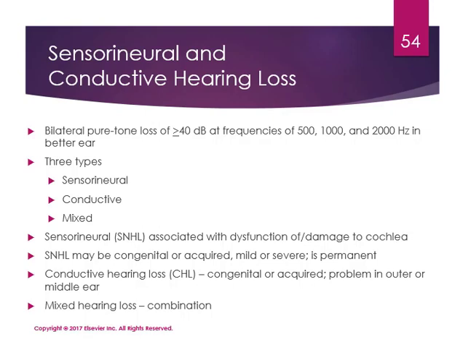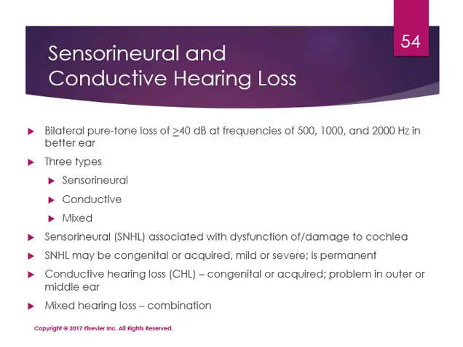So hearing loss is defined as a bilateral pure tone hearing loss of 40 decibels or more at frequencies of 500, 1,000, and 2,000 in their better ear. There are 3 types: sensorineural, conductive, and mixed. The sensorineural is associated with dysfunctions of or damage to the cochlea, and it can be congenital or acquired. It can be mild or severe, and it is permanent.